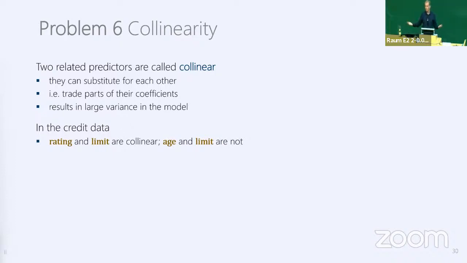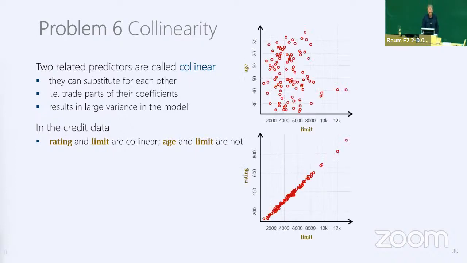Age and limit are not collinear. They are basically independent. It could be that some people who are older make more money and hence have a higher limit, but they can't really substitute for each other that easily. If we look at this, here we have a scatter plot between age and limit, and as you can see, these are the people that make a lot of money, but overall quite uniform. Whereas rating and limit: straight on the line, very strong dependency.